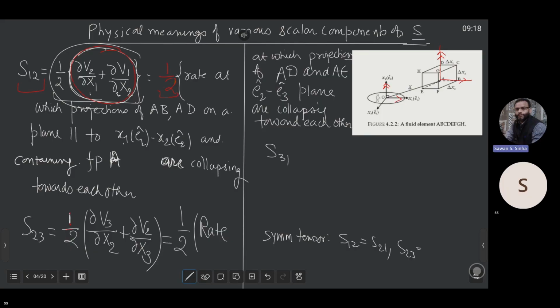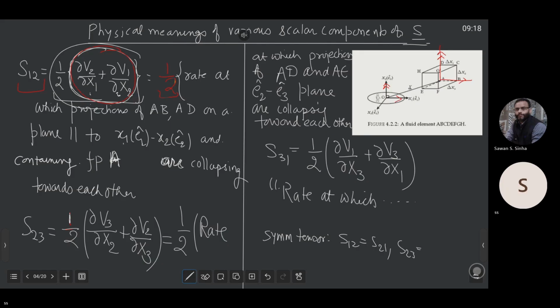S31, according to its mathematical definition, will be... I'll leave this as homework. I ask such questions on the exam. I'll give you this and ask you to give me the physical meaning in a long sentence. I'm leaving that for you. So it is the rate at which projections of something on some plane are collapsing towards each other.